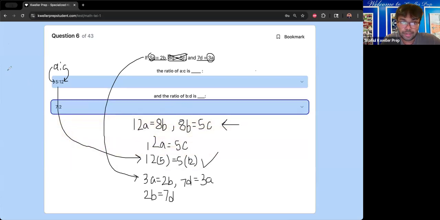The reason for this is because, remember how I said you can plug in 7 for b, plug in 2 for d. And we see that 2 times 7 is equal to 7 times 2. So this means that b has to be equal to 7 and d has to be equal to 2, or at least the ratio of both of them. So it'll be like this.